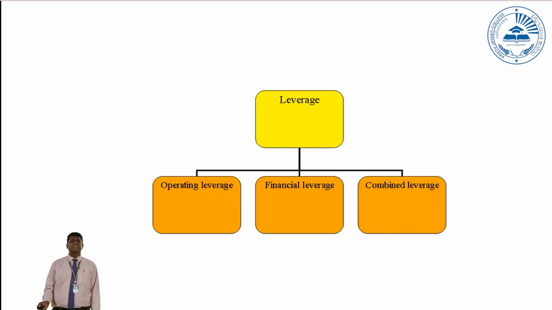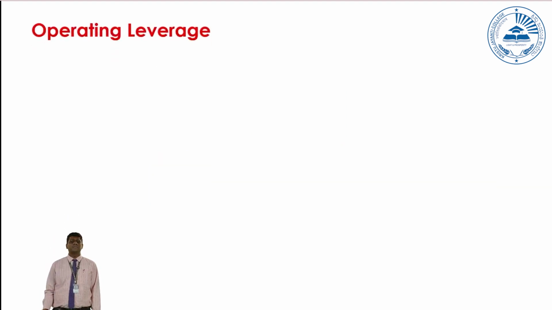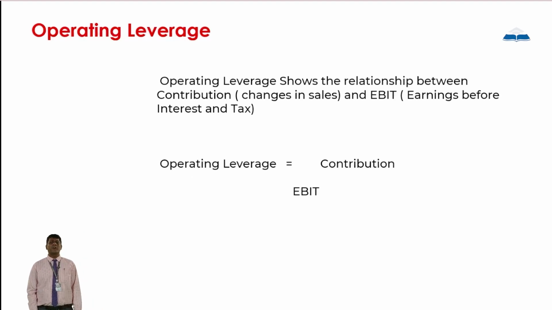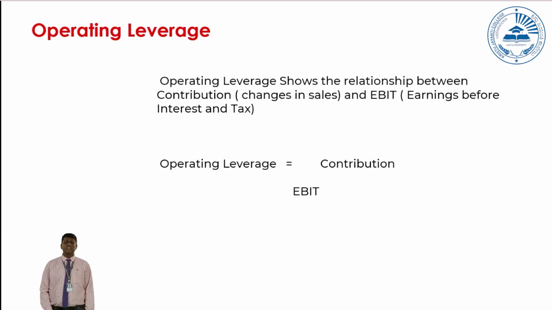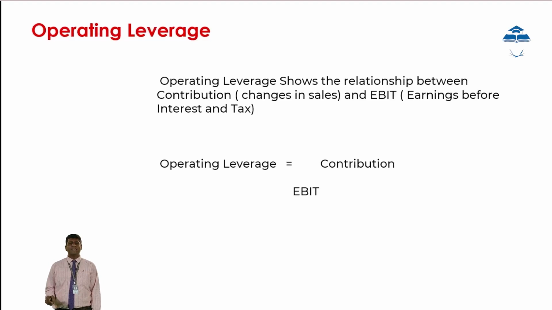So what is operating leverage? Operating leverage shows the relationship between contribution and EBIT. What is contribution? Generally the company generates revenue through sales. You deduct variable cost from the sales, and that is known as contribution. Because of changes in the variable cost, there is a change in the contribution. Because of the change in the fixed cost, the EBIT increases or decreases. Because of that, the business risk increases or decreases. So operating leverage shows the relationship between contribution and EBIT. The formula for calculating operating leverage is contribution by EBIT.